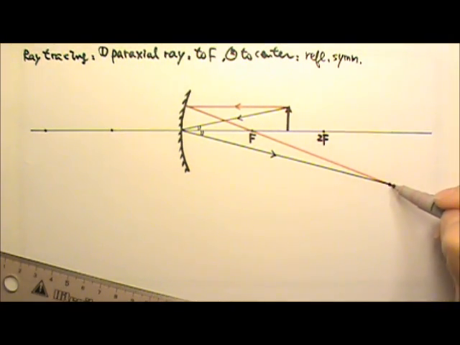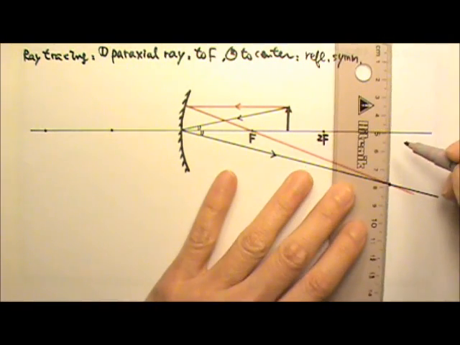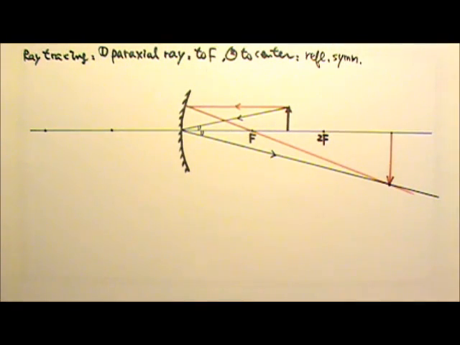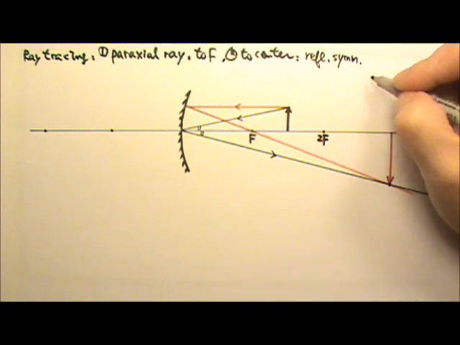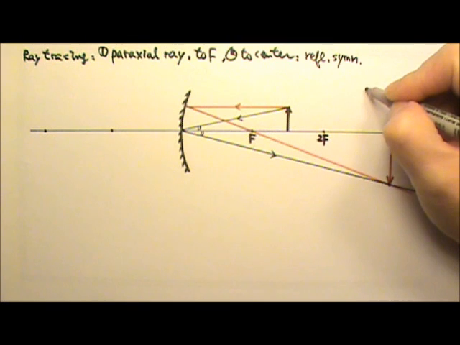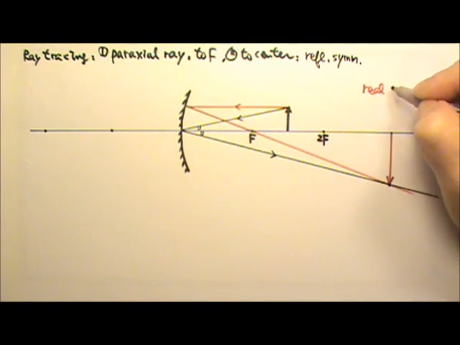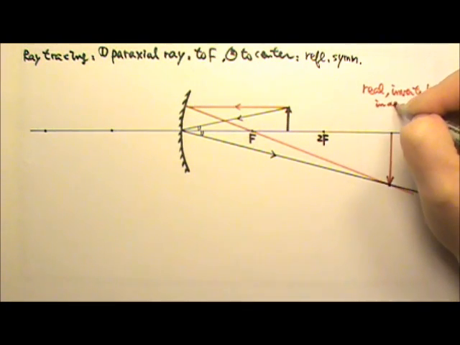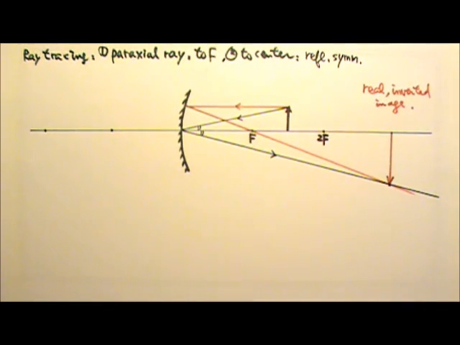Because this is the image of the tip of the arrow, the image looks like this, which means we get a bigger image and it is inverted. And because this image is formed by real light rays reaching here to form that image, this is what we call a real image, and this image is inverted. So it's a real inverted image.